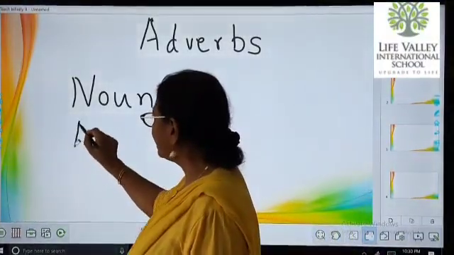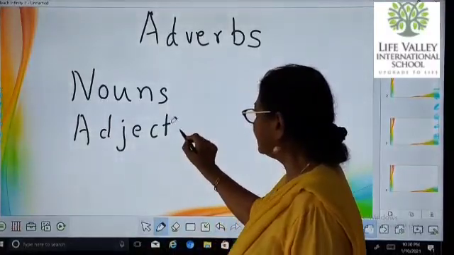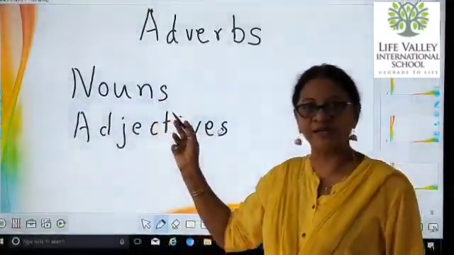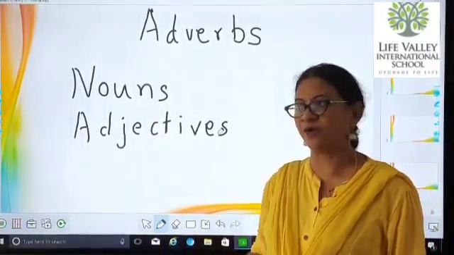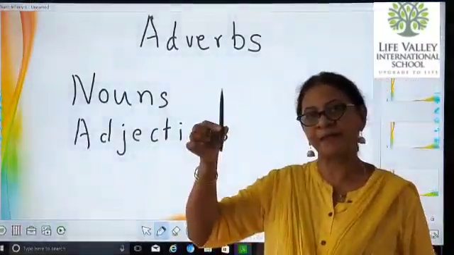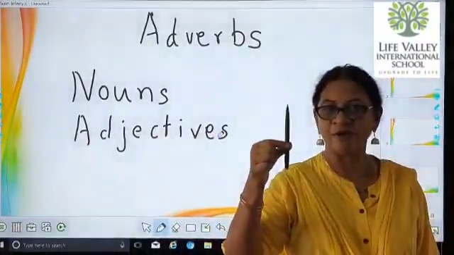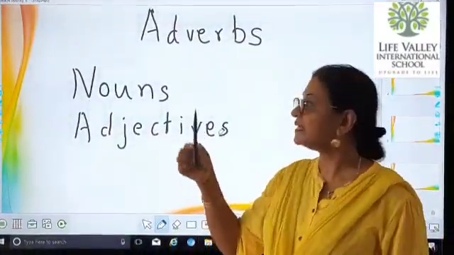Then you also learned about adjectives. And what do adjectives do? They tell you more about a noun. So they're describing words. Okay, they give you more information about a noun. For example, I can say pen. Pen is a naming word. Why? It's telling me the name of this thing. Okay, here is a thing.